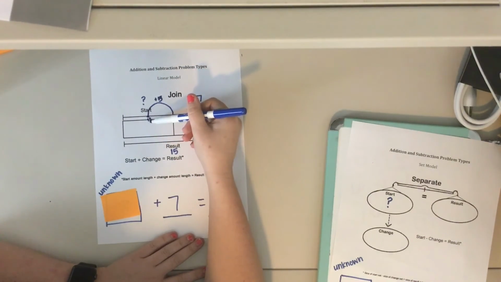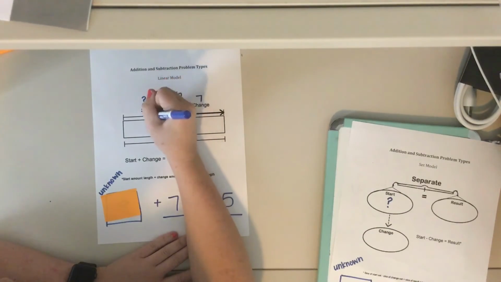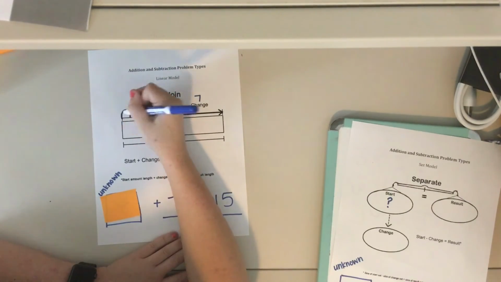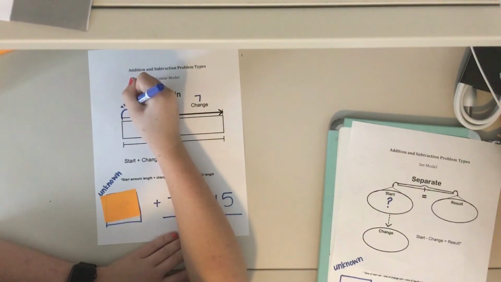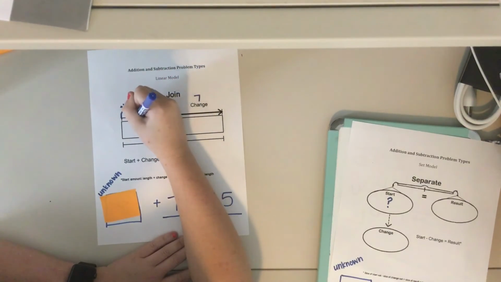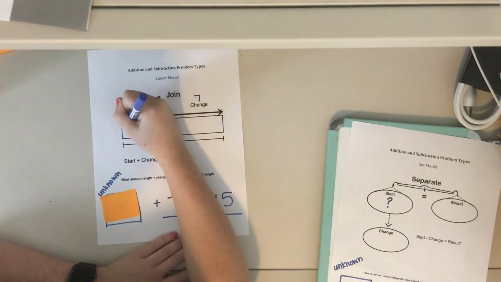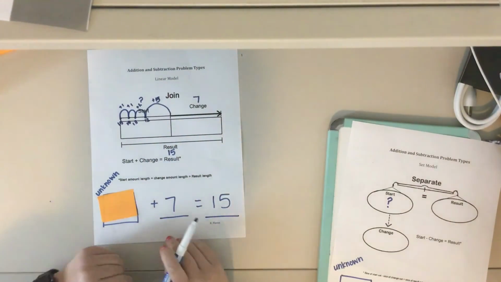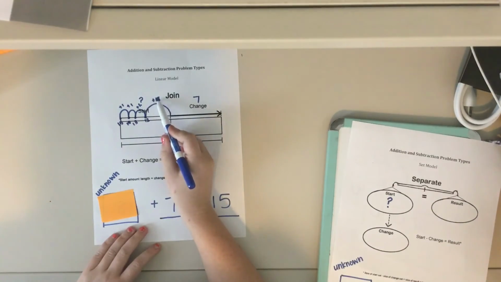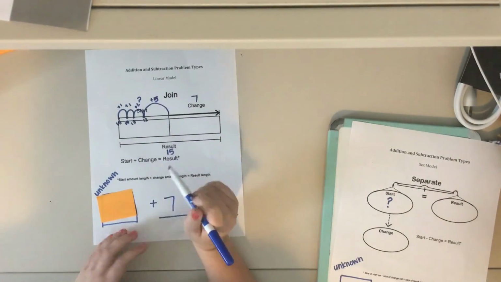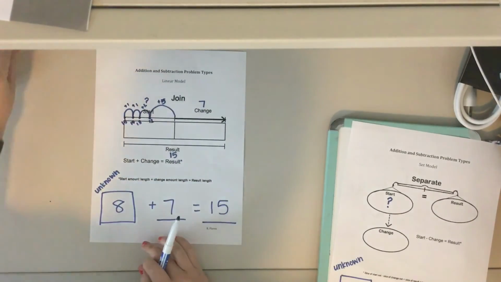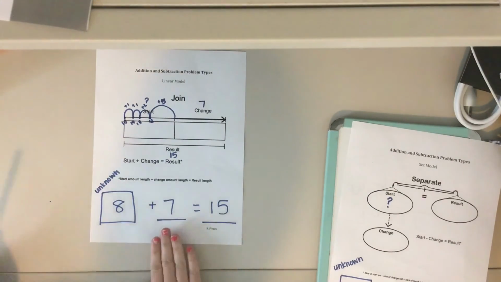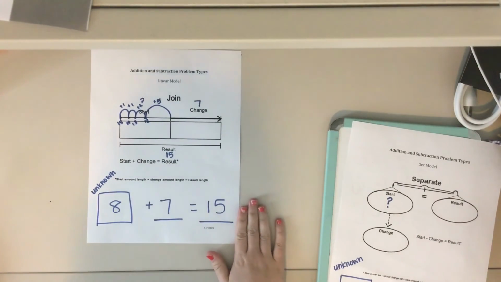And so we need to go a few more until we get to 15: 12, 13, 14, 15. Those were all jumps of 1. So if we add these values together, we have 8, and our unknown number is 8. So we know Elise started with 8 marbles before she got 7 for her birthday, giving her 15 total marbles.